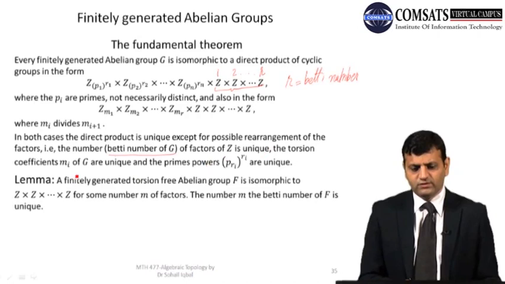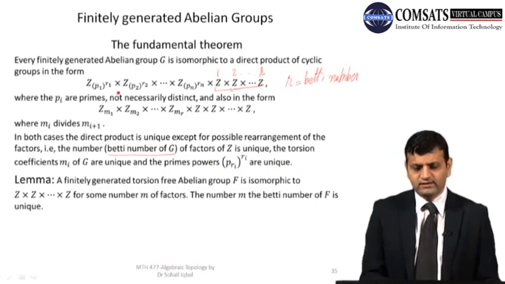Okay, so the torsion coefficients m_i of G_i are also unique, and the prime powers are also unique. So these numbers are unique, but their order could be different. For example, it could be Z_{p2^r2} cross Z_{p10^r10}, and so on, but p1^r1 should be one of these copies. So the primes should be unique, but their order could be different.